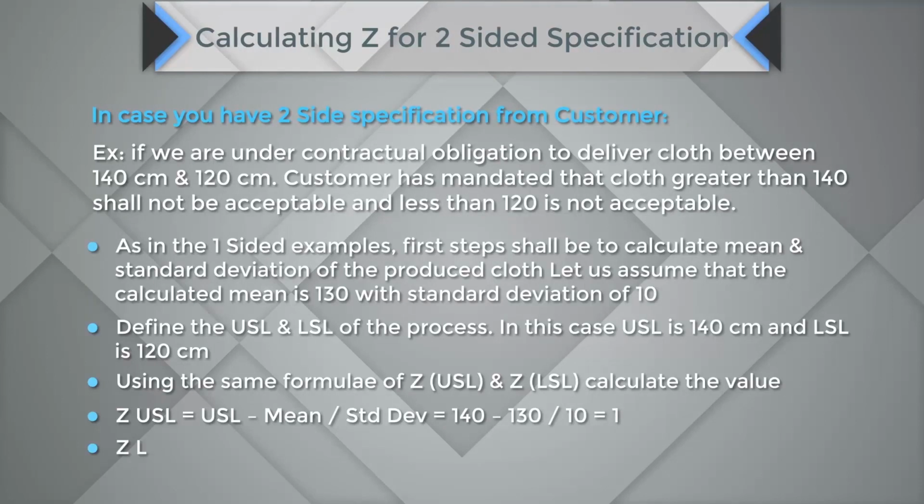While my Z LSL equals mean minus the LSL upon standard deviation. So my lower specification limit is 120. My mean is 130. So 130 minus 120 upon 10, which is again 1. So the capability on both sides is equal to 1.